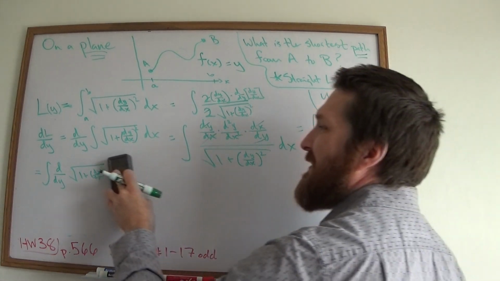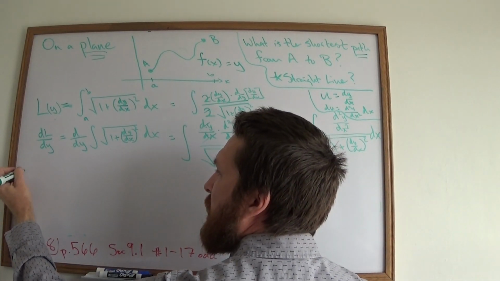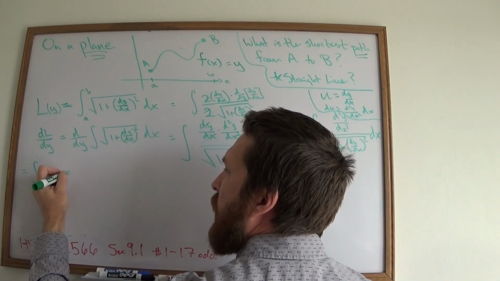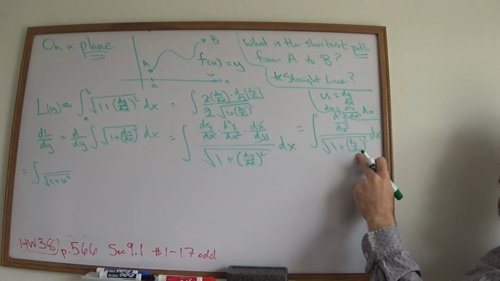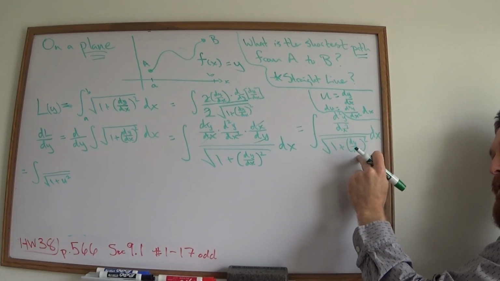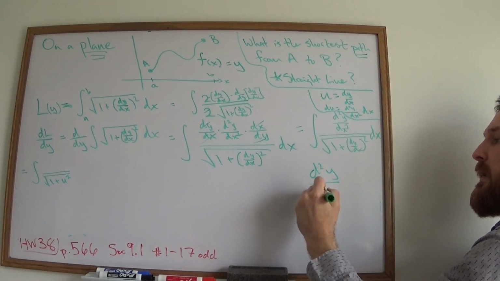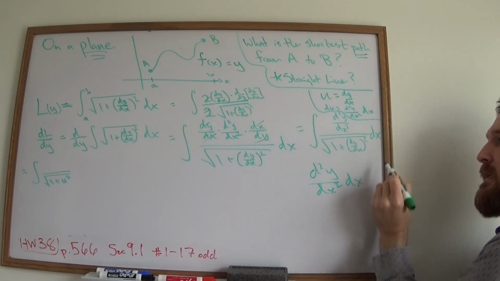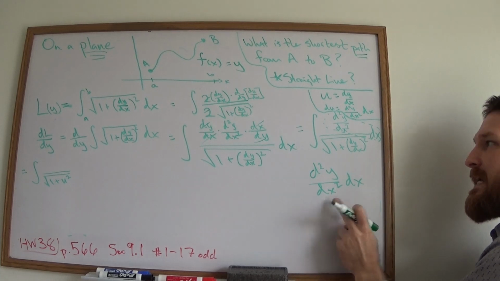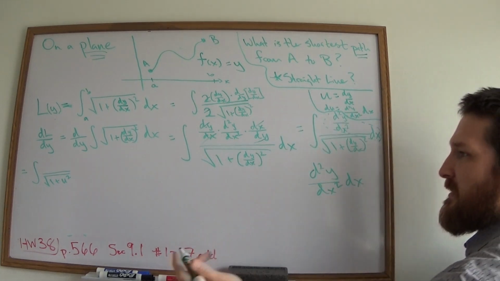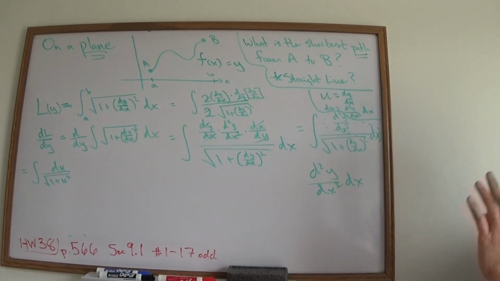Okay, so now I'm going to come over here and say, that's the integral of the square root of 1 plus u squared, right? Because u is dy dx. And du is d squared y dx squared dx. Isn't that all of that stuff right there? So I'm just going to replace all of this with du. Everybody buy that? I didn't mess anything up, did I?